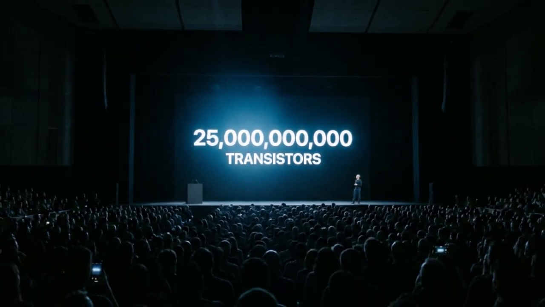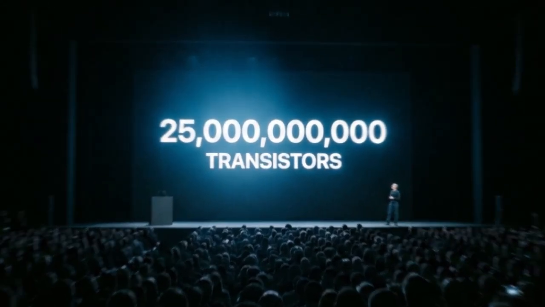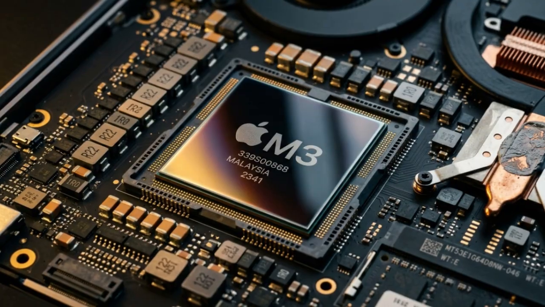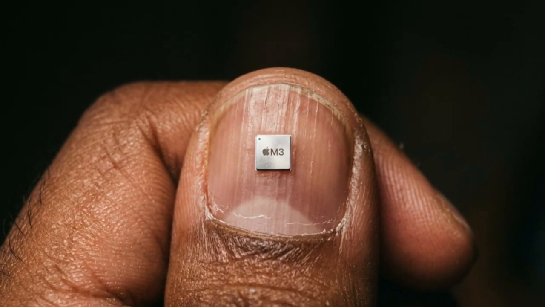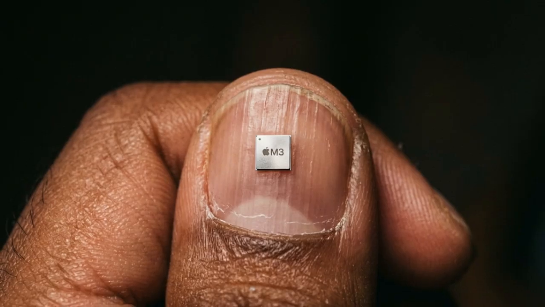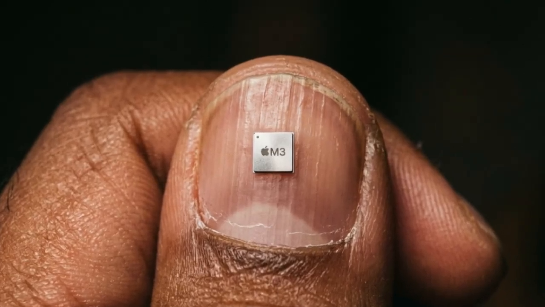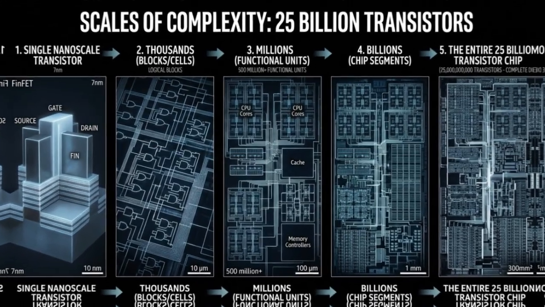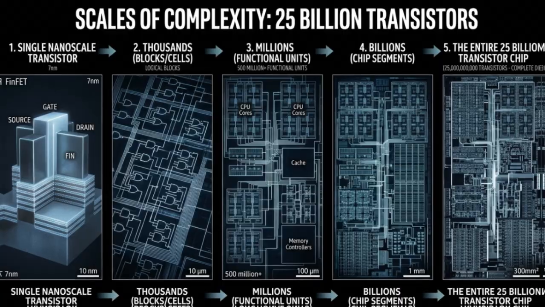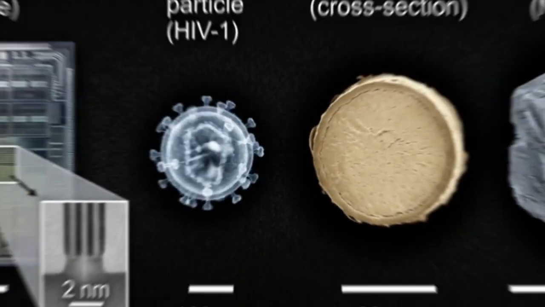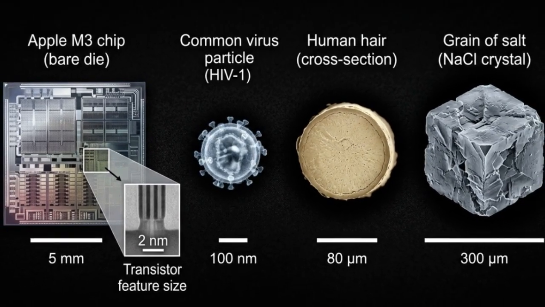25 billion transistors. That's what's inside Apple's M3 chip, released in 2023. A chip smaller than your thumbnail, containing 25 billion individual switching components, each one smaller than a virus. But here's the question nobody seems to ask. Why? Why does a processor need 25 billion of anything? What are all those transistors actually doing?